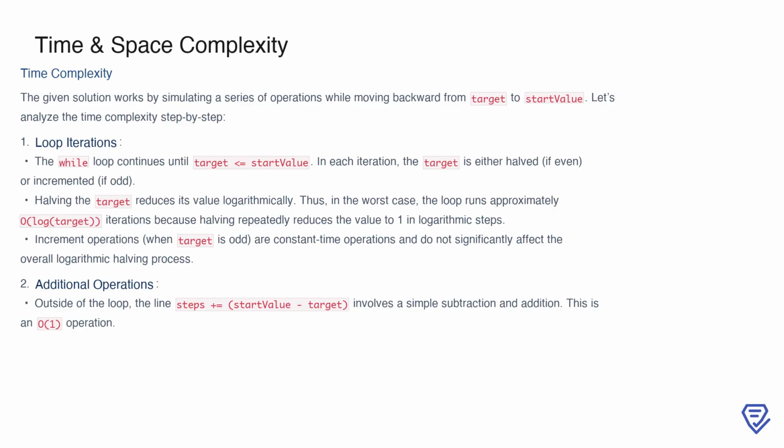This is because repeatedly dividing a number by 2 requires a number of steps proportional to the logarithm of that number. On the other hand, when the target is odd, the algorithm increments it by 1, which is a simple constant time operation. These odd number increments do not significantly change the overall logarithmic behavior since the halving dominates the process. Additionally, outside the loop, there is a single subtraction and addition to calculate the remaining steps, which are constant time operations. Together, this results in the loop running approximately O(log target) iterations in the worst case.